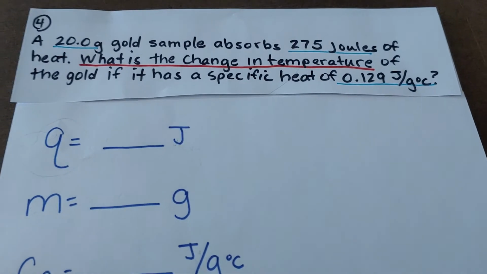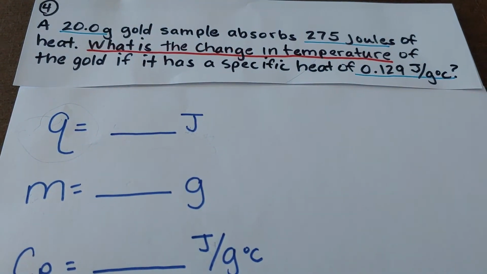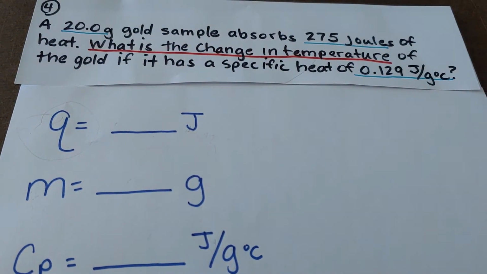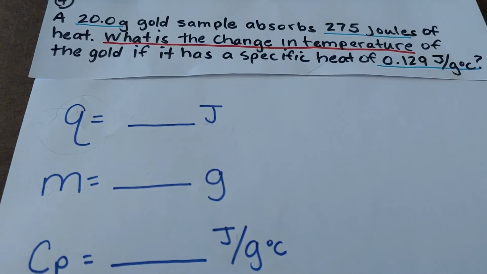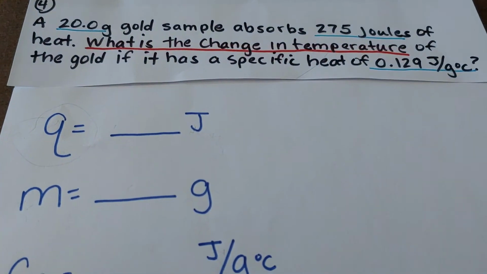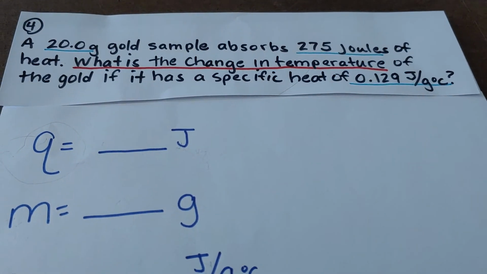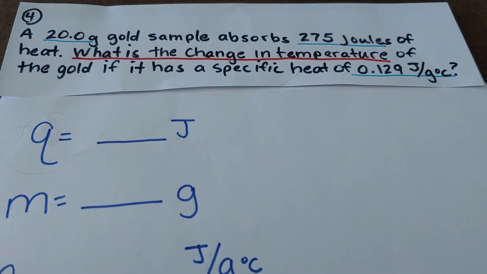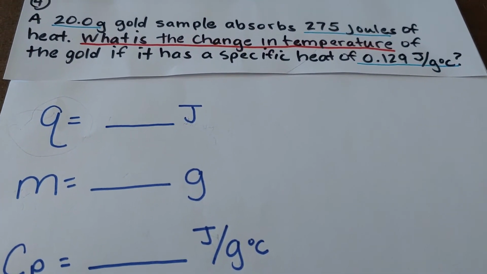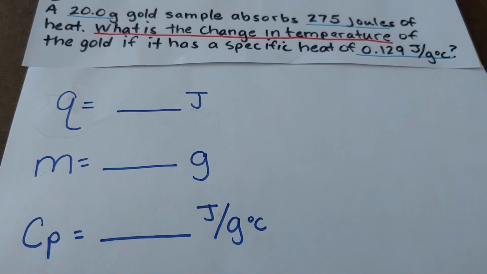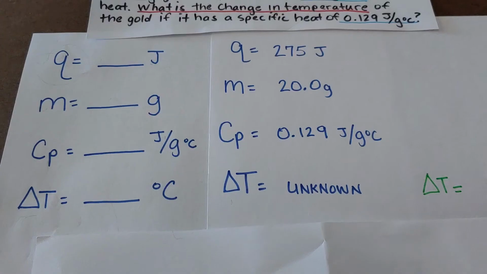All right, so we're down to our last example, and we've gone over almost all the variables in that formula. So we're down to the last one, and if we go through the question, you're going to find out that it's asking you for change in temperature this time. So it reads, a 20-gram gold sample absorbs 275 joules of heat. What is the change in temperature of the gold if it has a specific heat of 0.129 joules over grams times degrees Celsius? So again, we're going to go ahead and set it up based on this information.